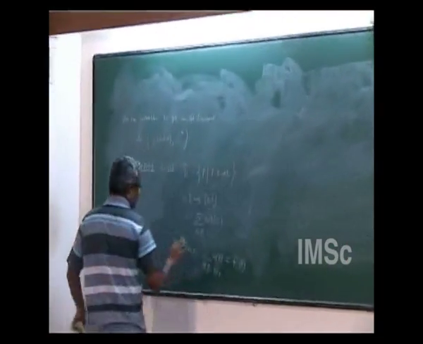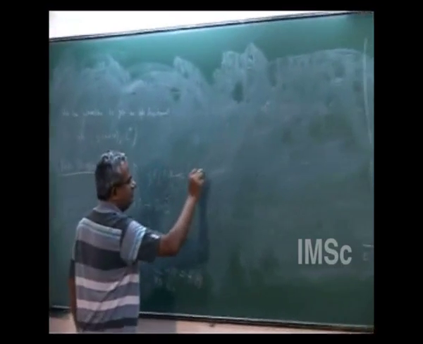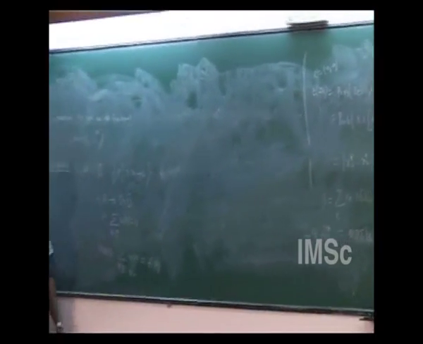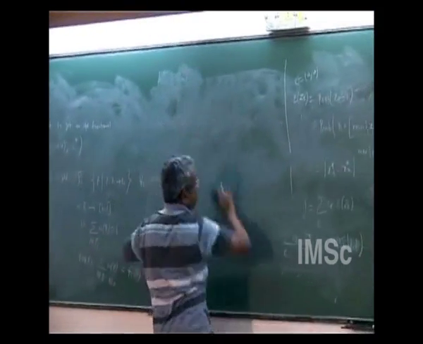Okay. So this is what you do for all i. Now the randomized rounding procedure is simple. The procedure is as follows.